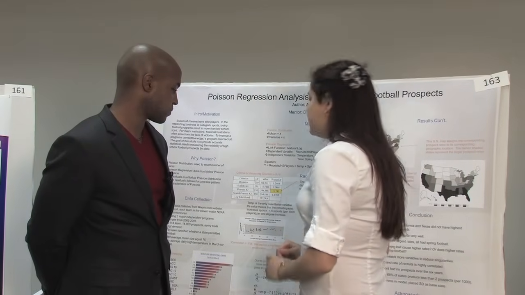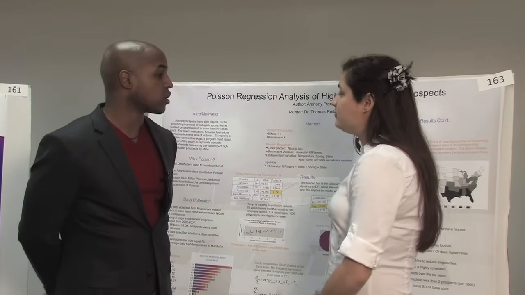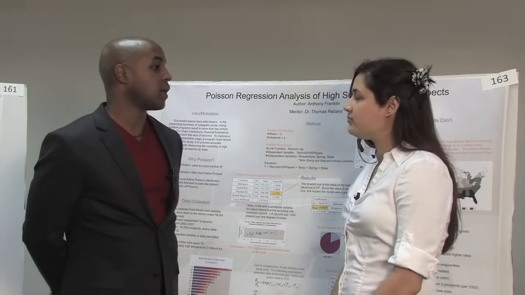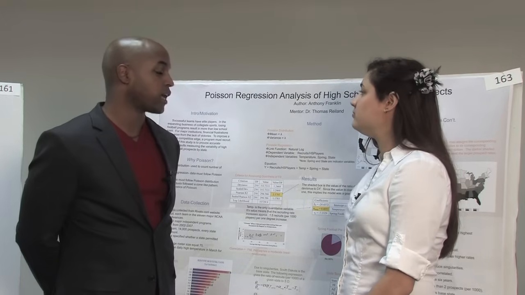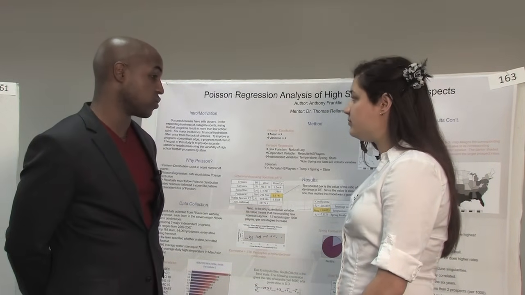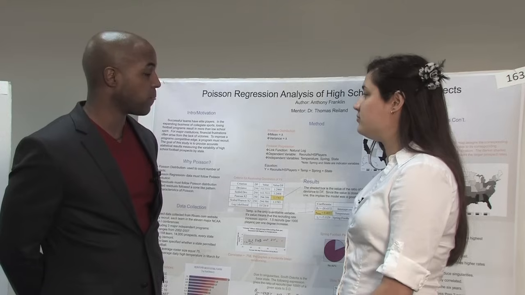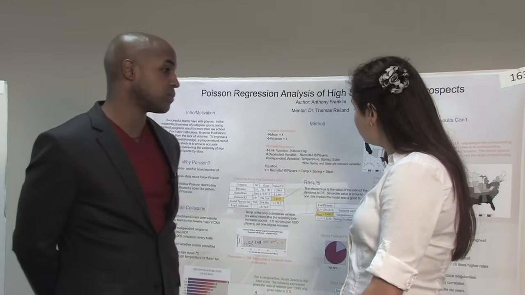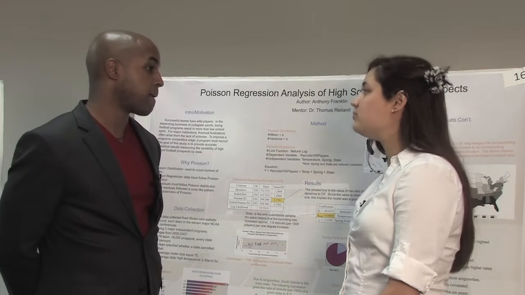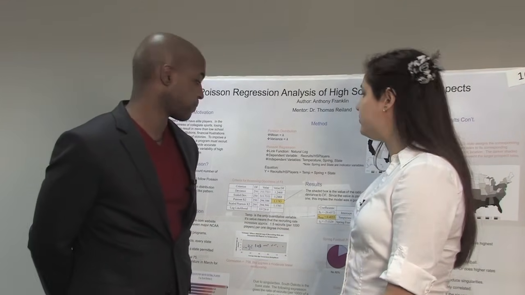What do you mean by quantitative variable? Well, there are two types of variables. There's quantitative and qualitative. A qualitative variable deals with categories or levels of a factor, like gender, male or female. A quantitative variable deals with something you can count, a numeric value, like your height or your weight.